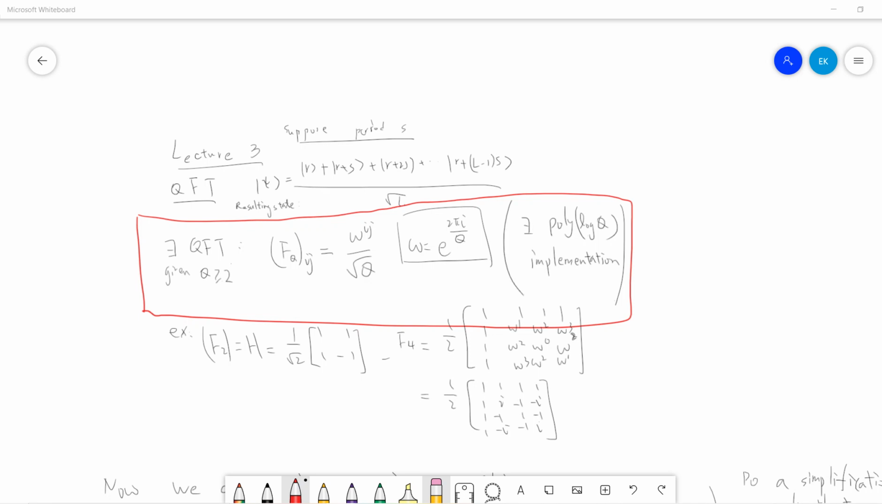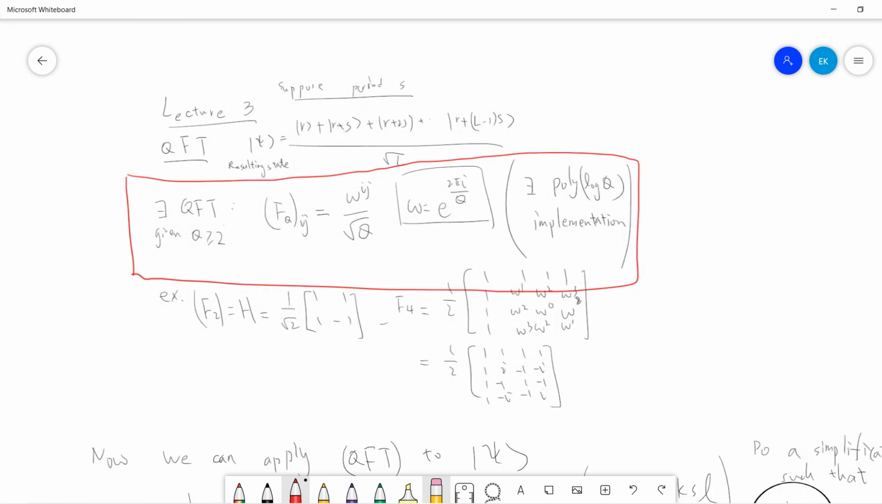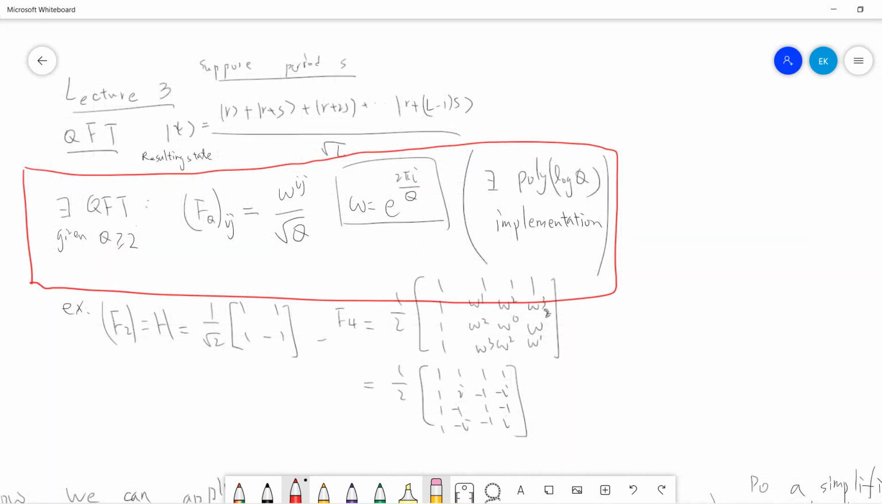Okay, so welcome guys. In this video, we are going to introduce the main subroutine of Shor's algorithm. Just as I previously said, the resulting state will be r, r plus s, r plus 2s, up to r plus (l minus 1)s, with a normalization of 1 over the square root of l. The idea is that we need to extract the information of s.